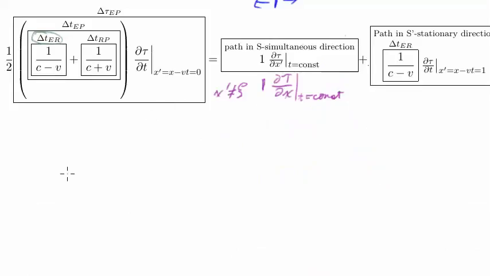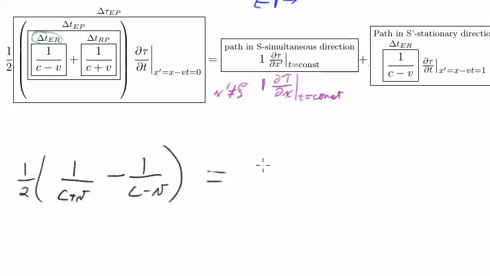Then it's a matter of algebra. 1/2. I'll subtract this from both sides, so I actually end up with 1/2 delta TER minus a whole delta TER, which is, so it's going to be minus delta TER, 1 over c minus v, plus delta TRP is 1 over c plus v, equals del tau del x prime.